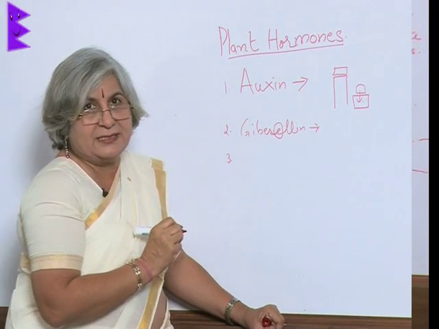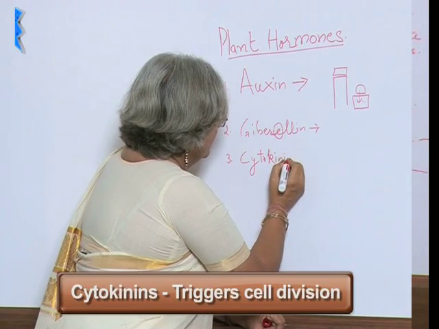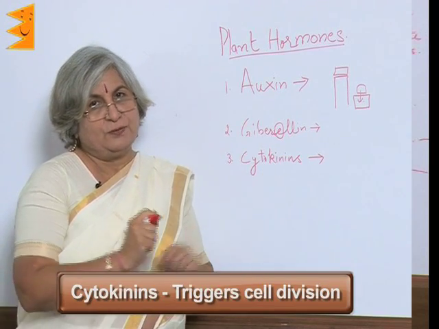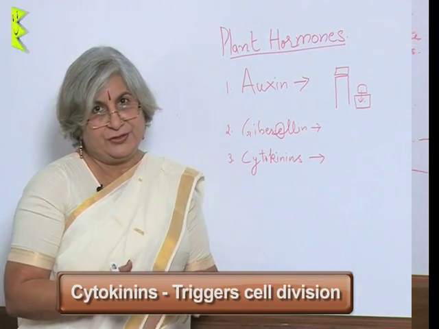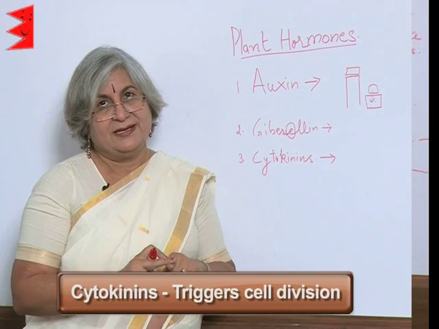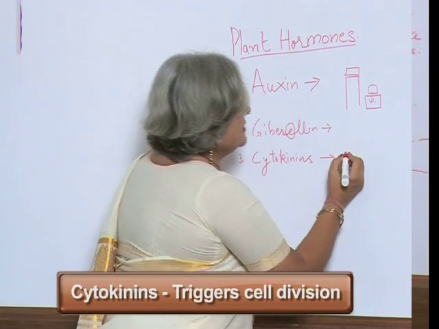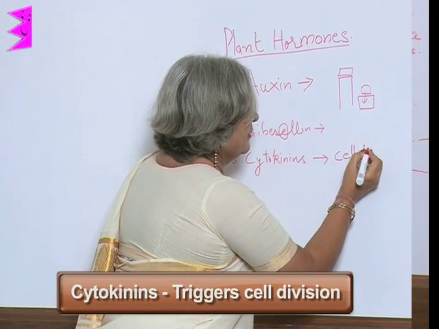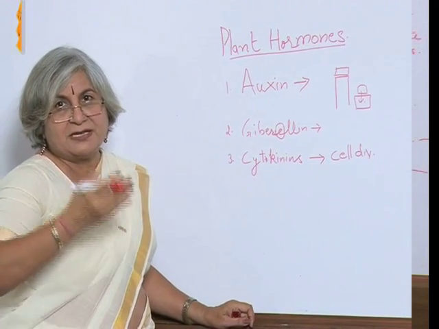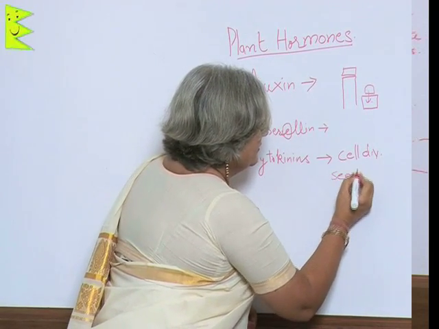And the third one is cytokinins. You have rightly guessed, cyto refers to cytoplasm and kinins to division. So, when the cell is dividing, it is not only the nucleus which divides, it is also the cytoplasm that divides, and cytokinins trigger cell division. Where does cell division take place? Obviously, the parts which are showing rapid growth, like seeds, fruits.